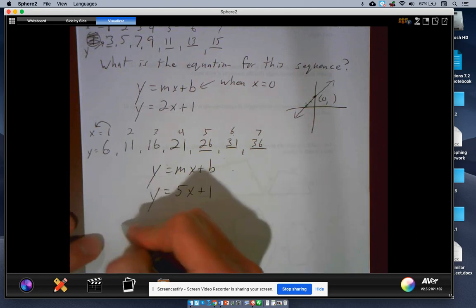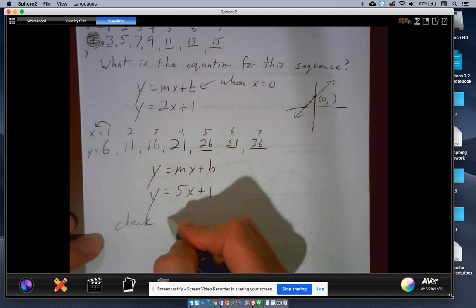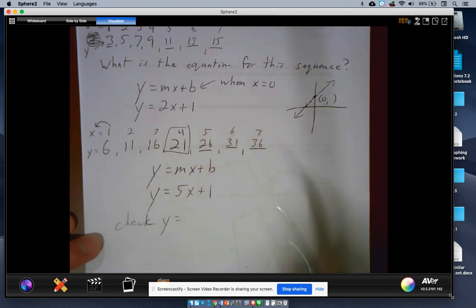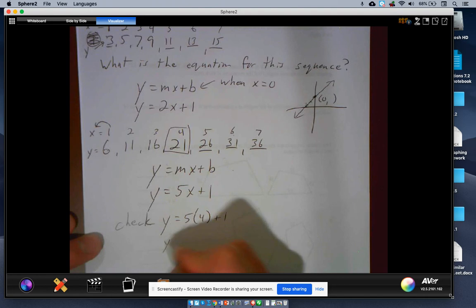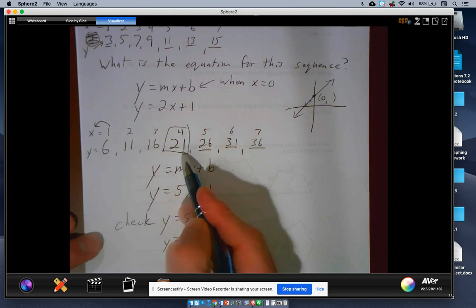So here's my check. All right, and you may be asked to do a check on your homework. So y equals, let's pick the fourth term. It should be 21. If we did it right, we'll get 21. So 5 times 4 plus 1, equals 20 plus 1, 21. If I put in 4 for this equation, I get 21. That's perfect. Let's check another one.